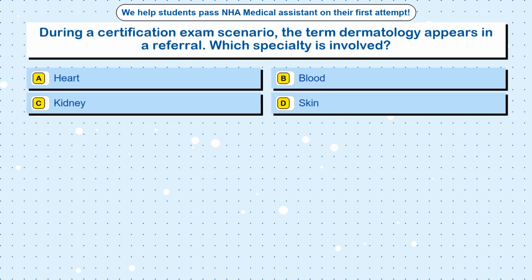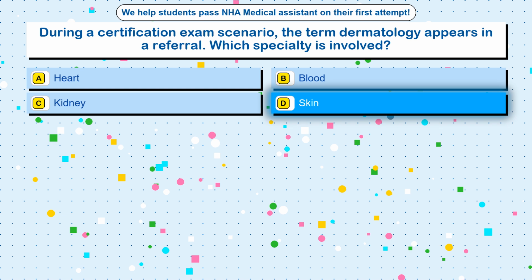Question 80. During a certification exam scenario, the term dermatology appears in a referral. Which specialty is involved? Option A. Heart. Option B. Blood. Option C. Kidney. Option D. Skin. The correct answer is option D.